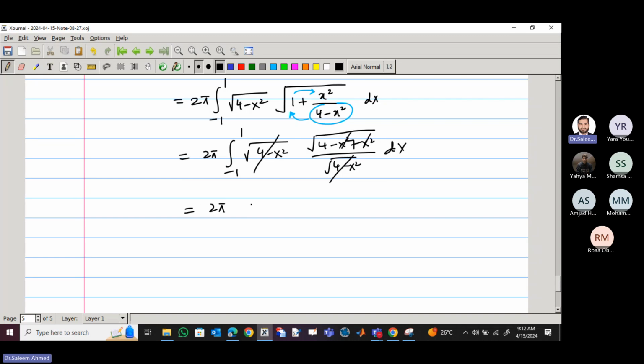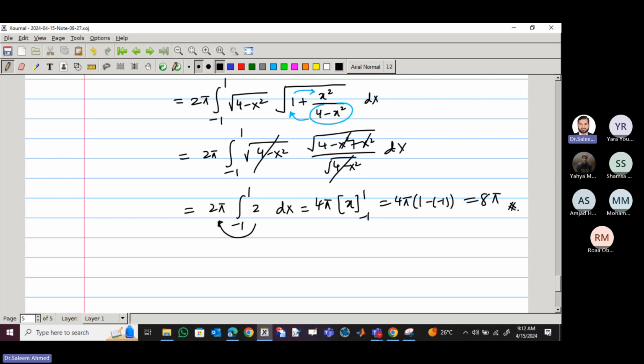So 2 pi, I only had square root of 4 inside. Square root of 4 dx. See how easy it is. Square root of 4 is 2. So that is also just a constant. So 2 will go outside, it will become 4 pi, and integral of 1 is x from -1 to 1. So 4 pi into 1 minus -1, which is 2. So the answer is 8 pi.